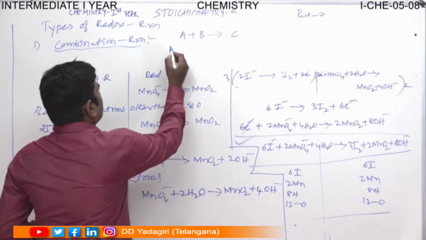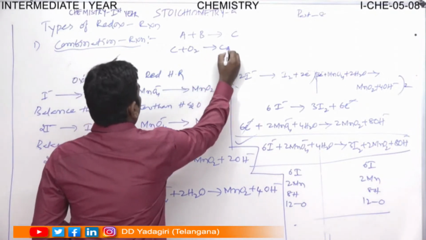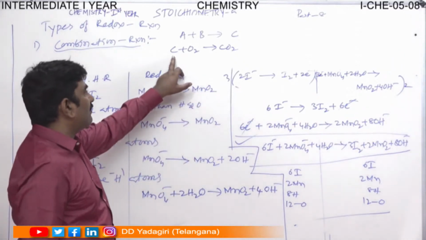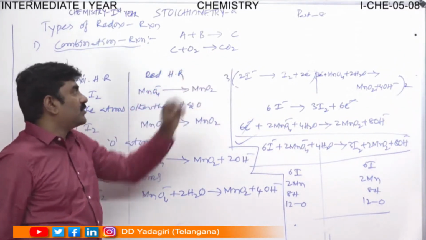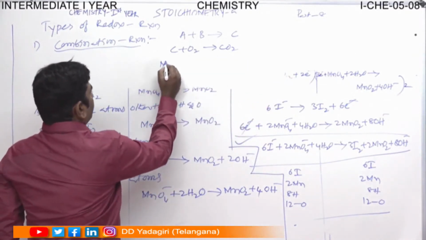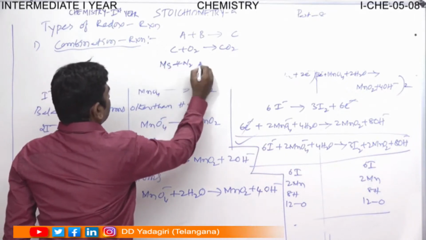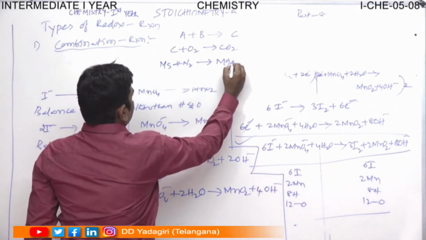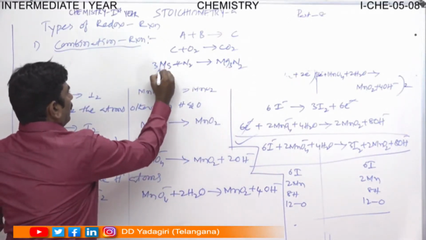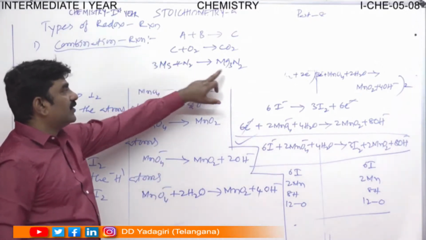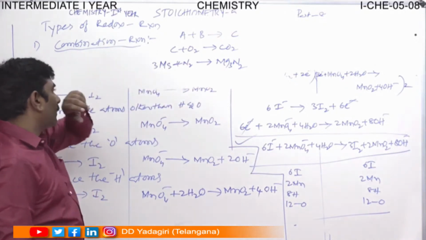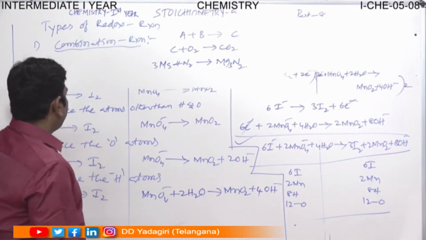For example, C plus O2 will give CO2. Carbon is in elemental form, oxygen is in elemental form. So what is the answer? We get CO2. Similarly, for example, magnesium with nitrogen. The answer is Mg3N2. Here magnesium is in elemental form, nitrogen is in elemental form. Answer single product Mg3N2. So this type of reactions are called as what? Combination reactions.